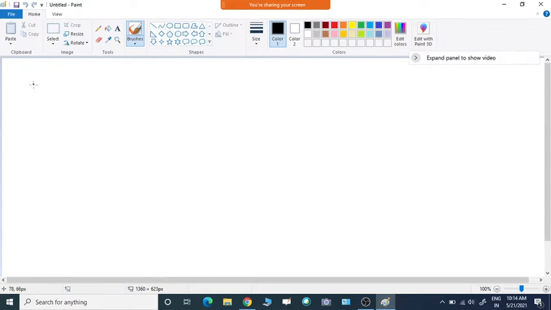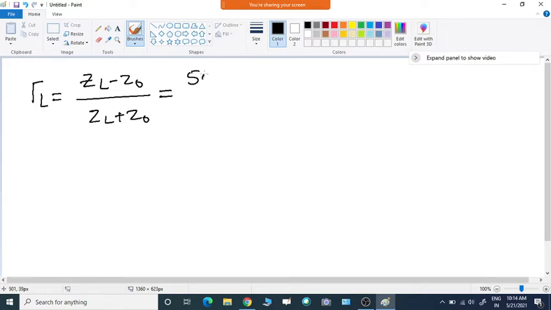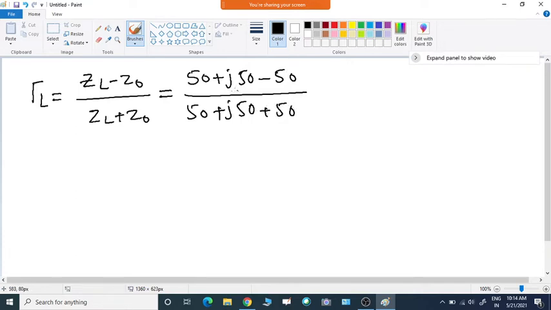Now we can find out first gamma L. That is nothing but ZL minus Z0 divided by ZL plus Z0. So what is ZL? ZL equal to 50 plus j50, minus 50, just calculate the value here. This 50 gets cancelled, so j50 divided by 100 plus j50.